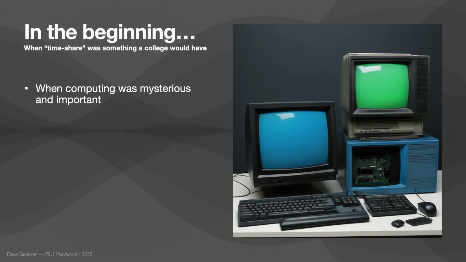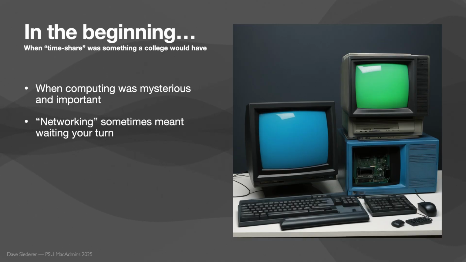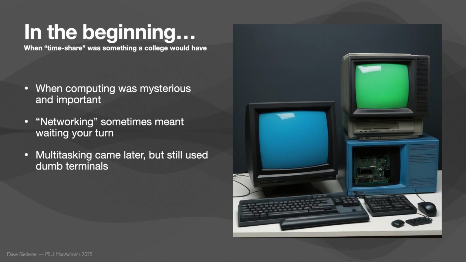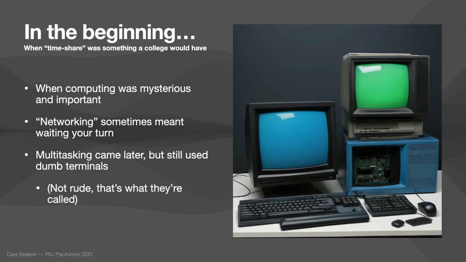Timeshare was not something that you would run away from when someone was trying to sell you a vacation to own. Time sharing was back in the days when computing was mysterious and important, and networking really meant waiting your turn. Multitasking was not really something. Most of the time, a task was happening, and then it was going to go to the next user and process their task. Even with some of these more advanced things, they used what were called dumb terminals, which is not an insult, it's just what they are, and it's still kind of what we use today in one form or another in the terminal.